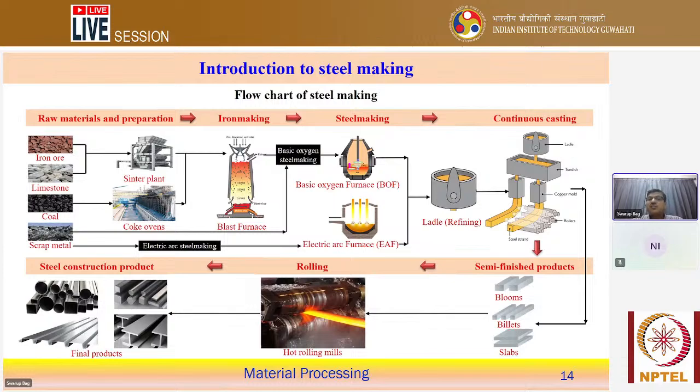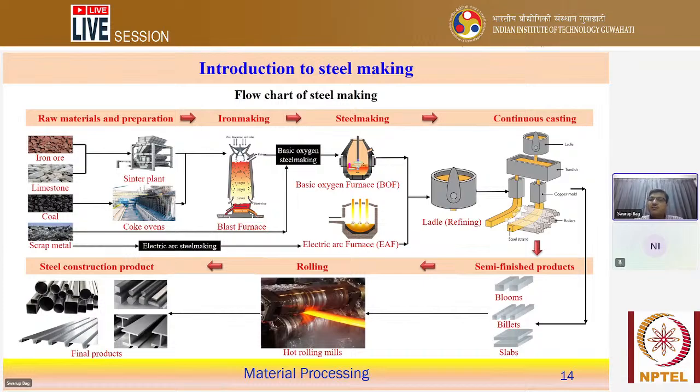And of course, in this case, it is refined and all the composition is controlled. Then after that, we perform the continuous casting operation. From the ladle, liquid steel is poured into the continuous casting system, and from the continuous casting you can produce semi-finished products, for example blooms, billets, and slabs, as a direct outcome of the continuous casting system.